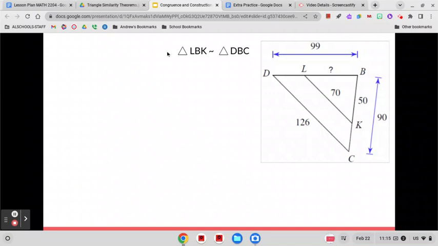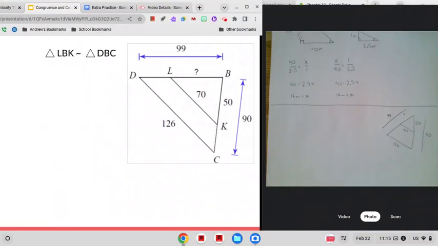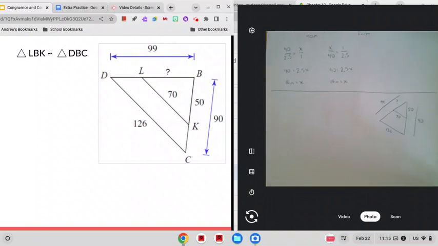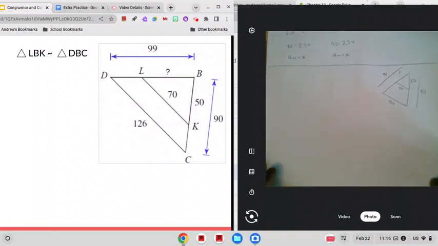We were told at the top that these two triangles are similar to each other. It was given to us. We didn't have to decide if they were or not. Because we know they're similar, because they told us they were similar, we should be able to set up a proportion. In fact, we can. We can set up a proportion between the different sides.